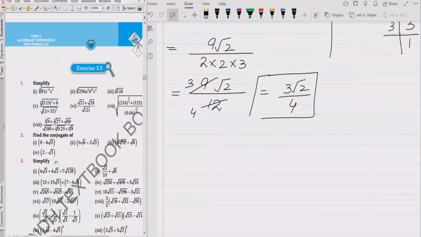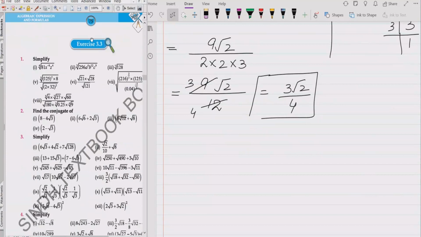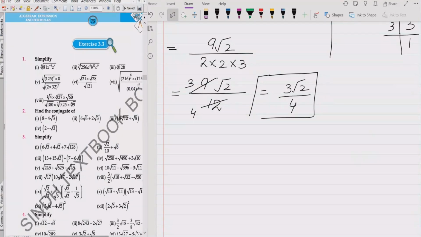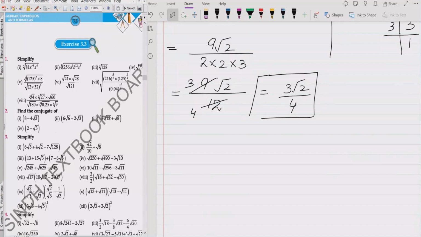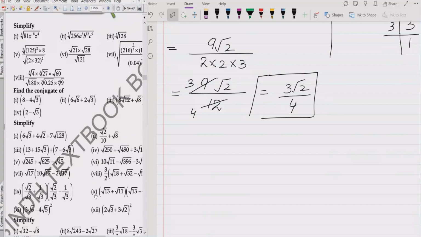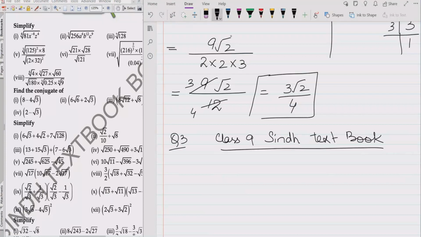So we will follow question number 3 of the class 9 syllabus book, exercise 3.3. Here are some examples, like question number 9, 10. We will use the multiplication method. Anyone who is following this book can see these questions, right? So here we will simplify the first question, number 9.